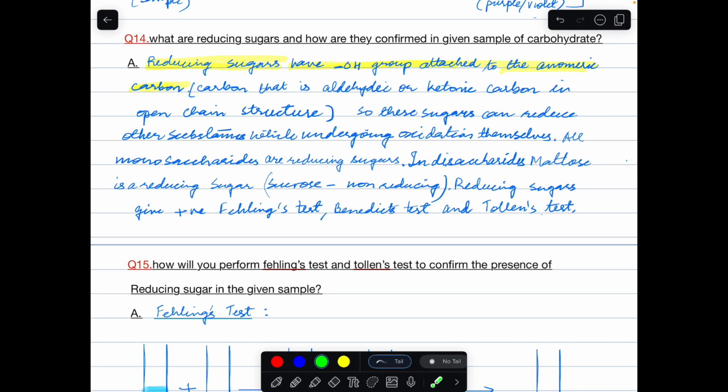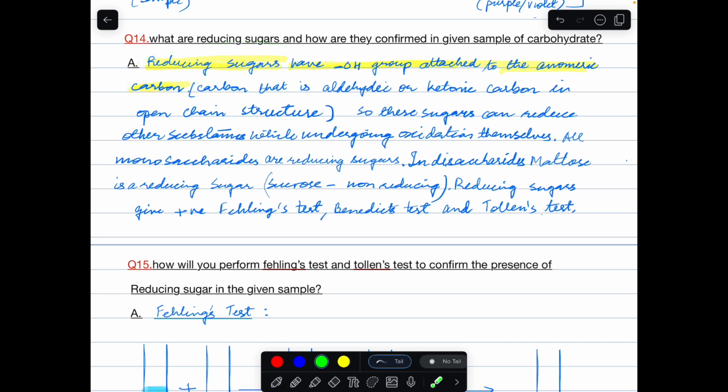Now since we are having OH group, these sugars have free aldehydic and ketonic groups. So these sugars can reduce other substances. Why? Because this aldehydic or ketonic group itself will undergo oxidation. So they are very good reducing agents, therefore they are called reducing sugars.